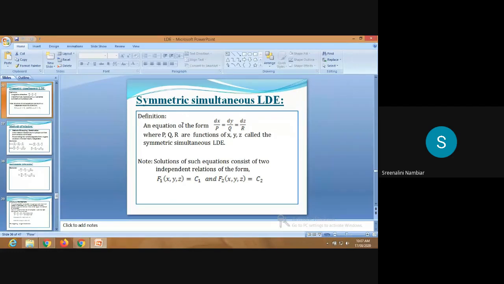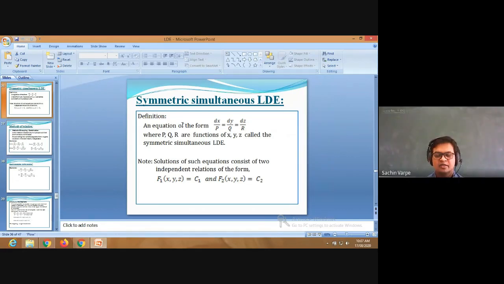Suppose if I consider first and second, then z will be the third variable, or the function of z will be the third variable, and it should be eliminated throughout. Then only we can consider the first and second group. Similarly second, third, or first, third, so that the third variable must be eliminated. If that is possible, then only we can consider those two ratios, and by getting the variable separable form from those two ratios, we integrate it, we'll get the first solution.